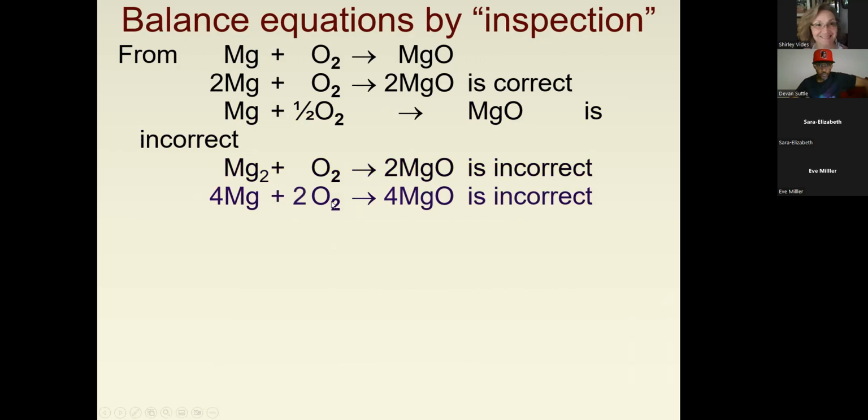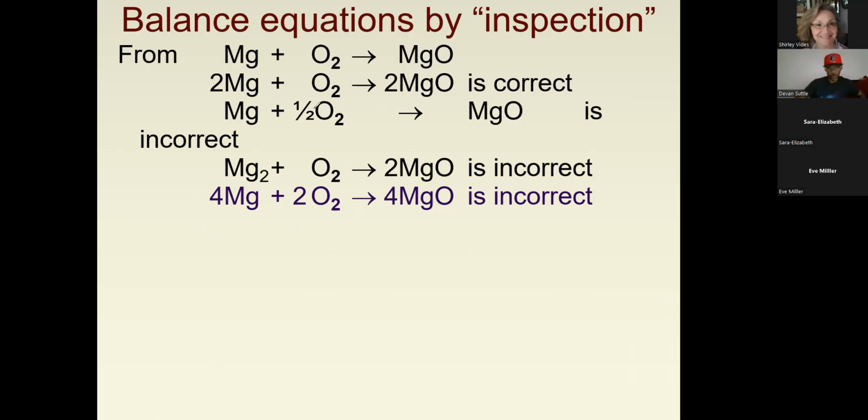All right, now, that is also incorrect because you could just as easily simplify it, and it's just like the one on top. You see that? So it's incorrect because it needs to be in the lowest whole number ratio possible. And 4:2:4 is not the lowest. 2:1:2 is, right? All right, so let's clear that and let's keep going.